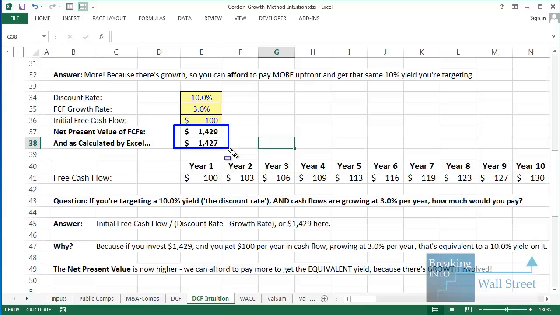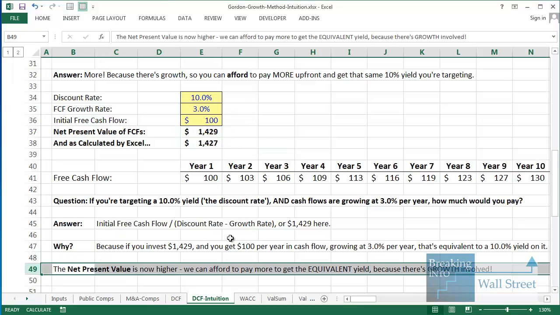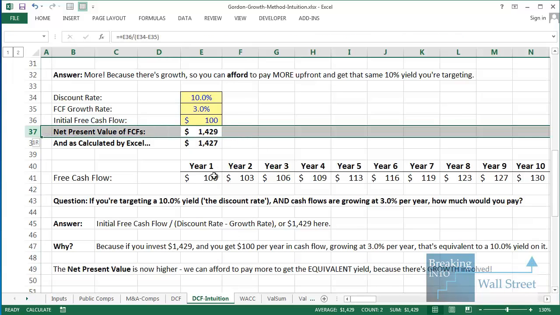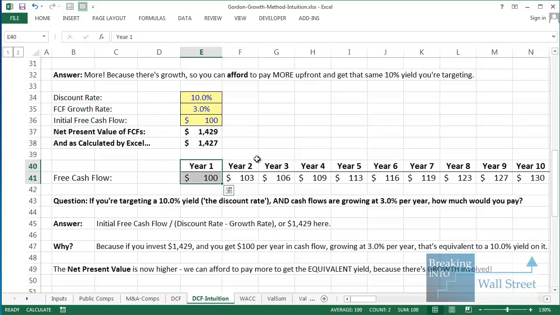And the reason, of course, is that the net present value is higher because we can pay more to get that same equivalent yield every single year now because there is growth involved. If we invest 1429, we get 100 the first year. No, that's not a 10% yield. You can look at it yourself. 100 divided by 1429, it's actually around a 7% yield.